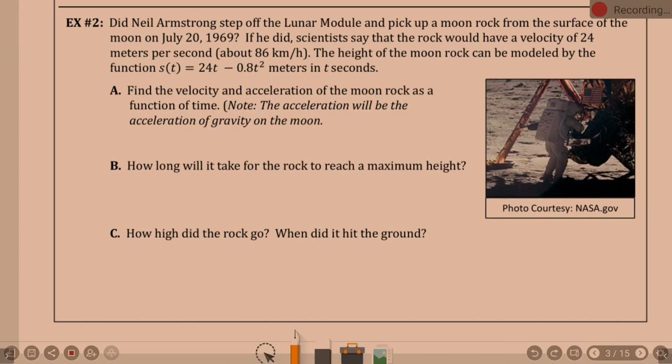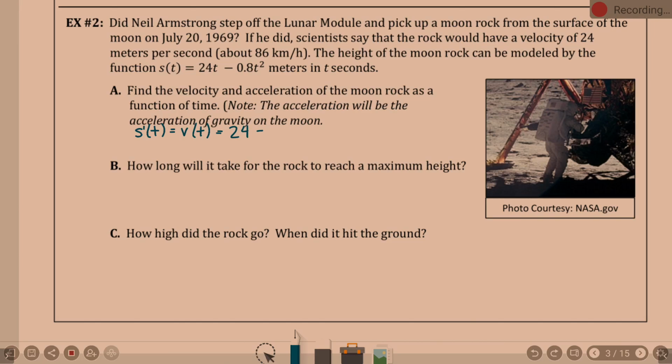A asks us to find the velocity and acceleration of the moon rock as a function of time. What did we learn yesterday? They gave us a position function. S of t is a position function. It's the height of the moon rock. What's the relationship to velocity from position? Velocity is the derivative of position. Right. So in order to find velocity, we're going to find s prime of t, which is velocity.